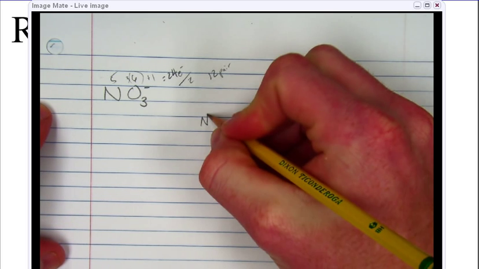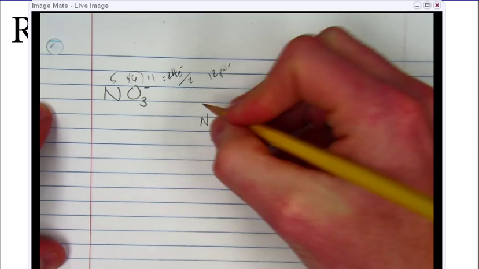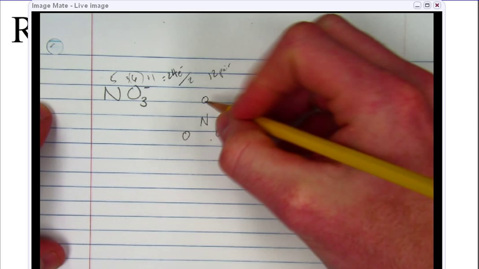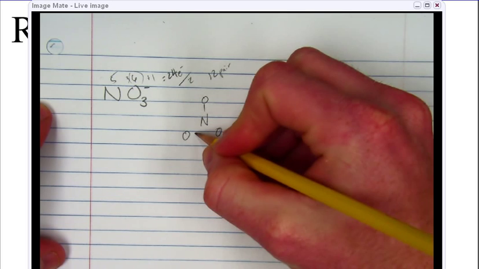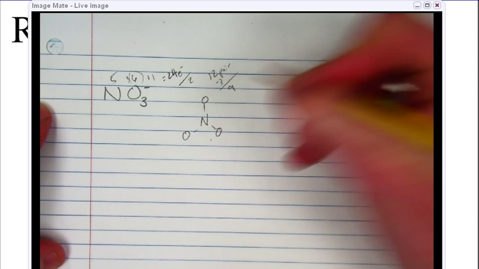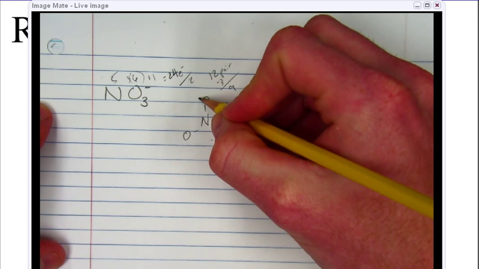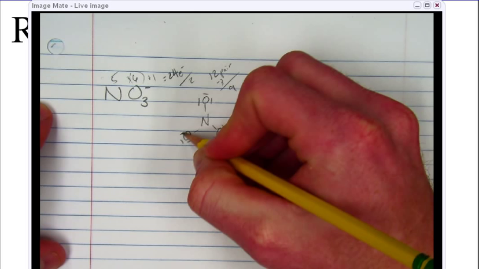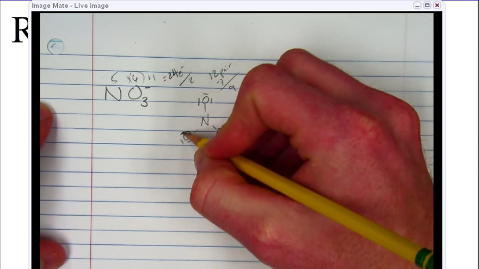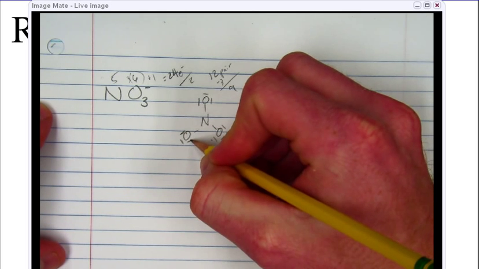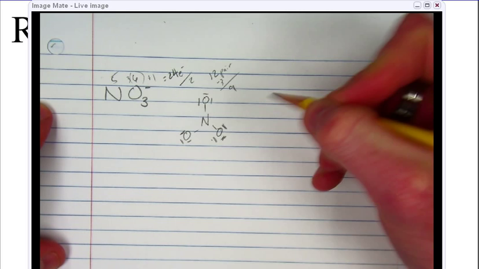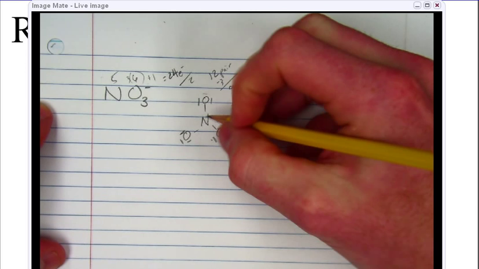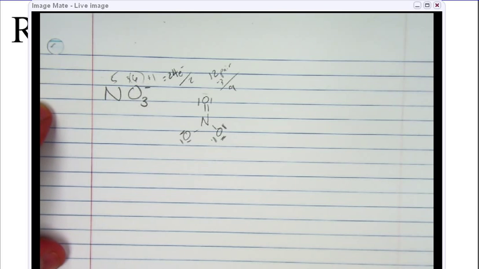So first off, I put nitrogen in the center because it's the least electronegative. Oxygens around it, space them out a bit. 1, 2, 3, I use up 3. I have 9 valence electrons left. So here's 1, 2, 3, 4, 5, 6, 7, 8, 9. All right, all these oxygens have their octet, however, nitrogen does not. So let's pull a pair of electrons off of this oxygen and bring it down, making that double bond.